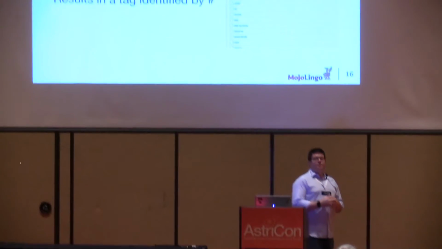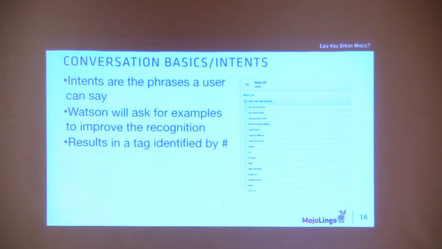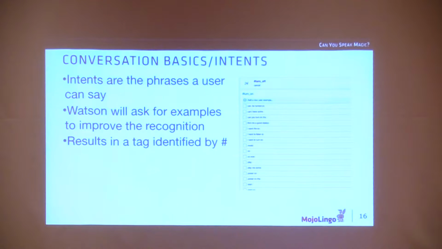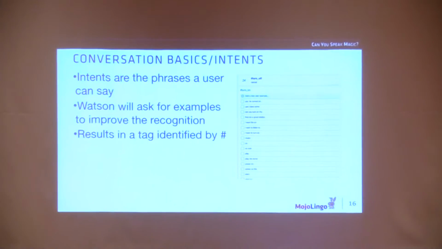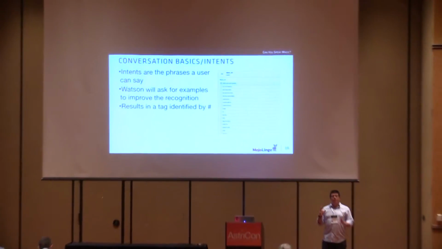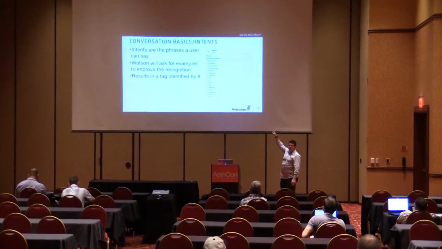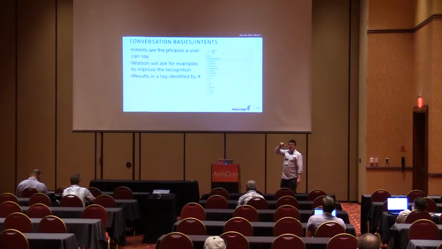What's an intent? An intent is the phrases a user can say. What you can see on the right, even if maybe it's not very readable, is that Watson will ask for examples. For example, what you see on the right is the turn on example. The bot I'm going to be demonstrating later operates a car's internals. So you ask it to do something with the car, like turn on the lights. An intent will be turn on. Turn on will have many synonyms, and those are all the phrases you can say to get the turn on intent.